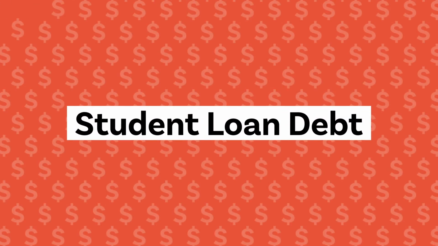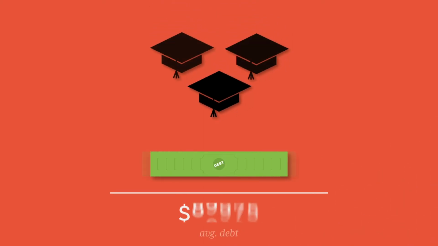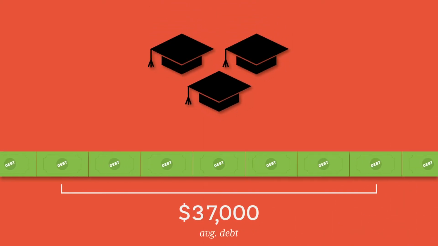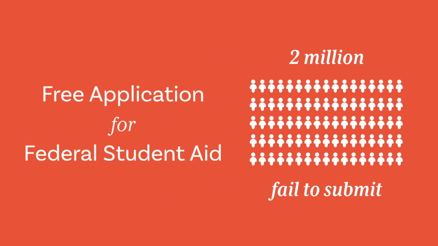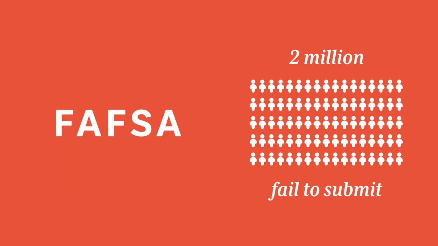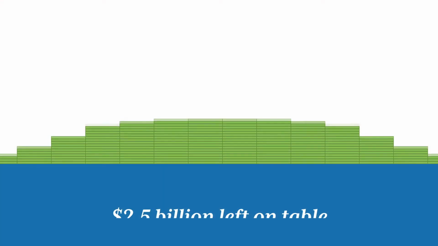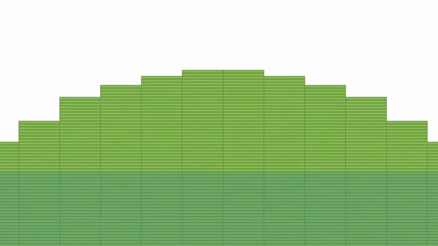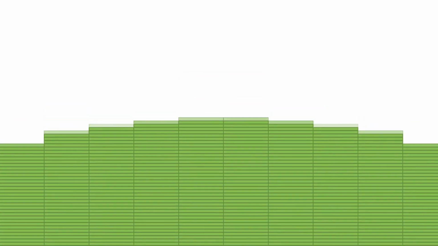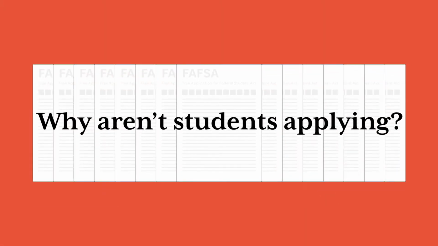Student loan debt is crushing United States college students, leaving borrowers graduating with an average debt of $37,000. But each year, at least 2 million eligible students fail to submit the free application for federal student aid, the FAFSA, and students leave over $2.5 billion of free money for college on the table. The FAFSA makes college more affordable and is often a big part of student success. So what's keeping students from applying?